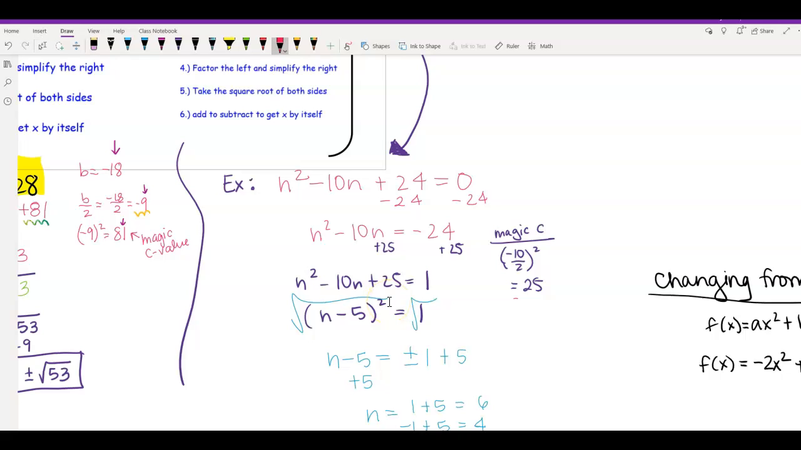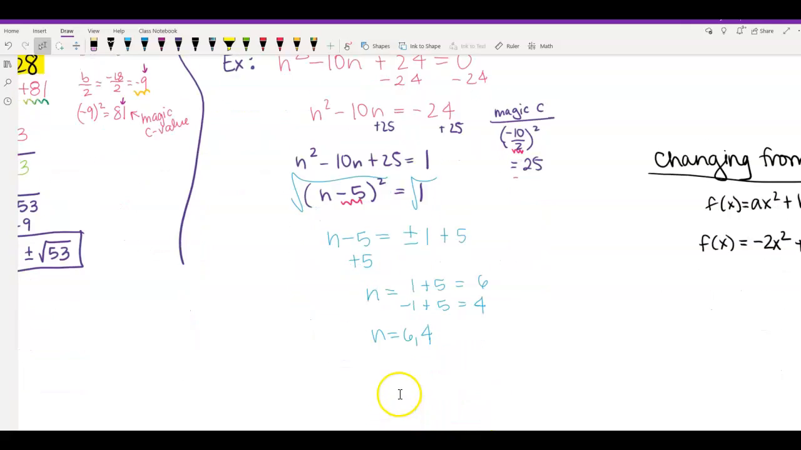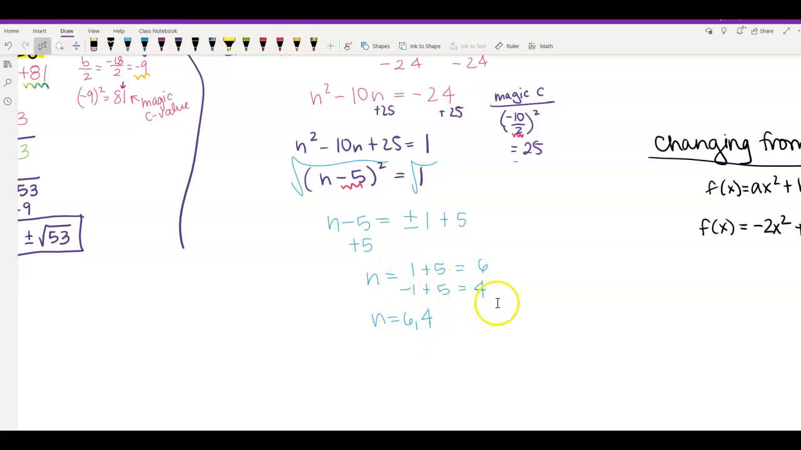Remember that minus 5 came from when you did negative 10 divided by 2. Take the square root to get rid of that squared term. Of course, the square root of 1 very nicely ends up being 1. So I have n minus 5 equals plus or minus 1. I'm going to add 5 to get n by itself. So if I have 1 plus 5, that makes 6. If I have negative 1 plus 5, that makes 4. So my answer here is 6 and 4. Okay.